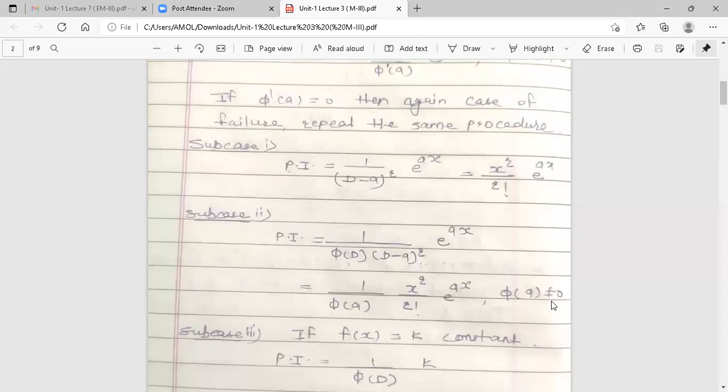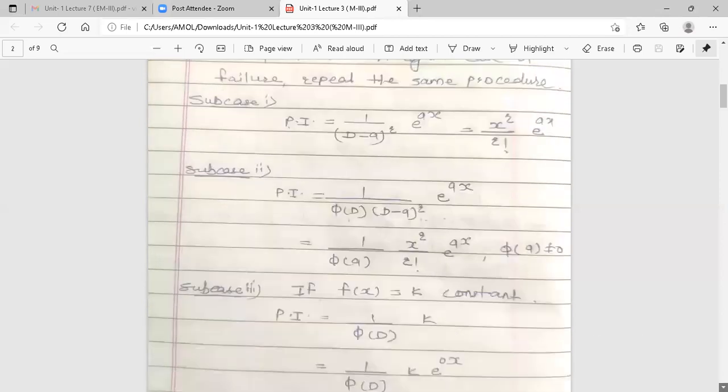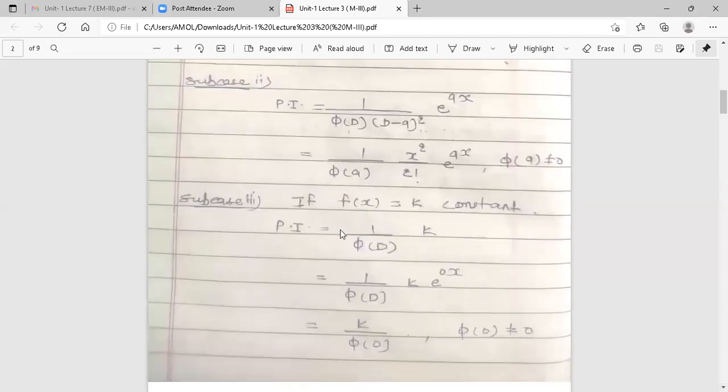Let us discuss case 1, sub case 3. If f of x is equal to k, a constant, then how to find the PI? Then the PI is equal to 1 upon phi of D into k, because your function is a constant term k. In that case, you replace D by 0, and that function will be phi of 0.